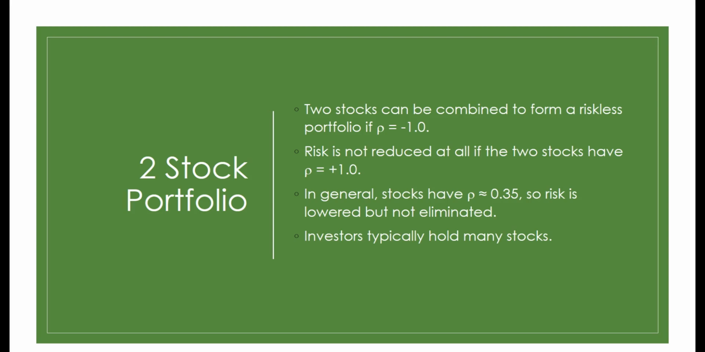Risk would not be reduced at all if the stocks were perfectly positively correlated. So they had a correlation coefficient of a +1. So the correlation coefficient can range between -1 to +1. So it can take any number in that realm. Usually stocks have a correlation coefficient of about 0.35, so risk is lowered, but it's not completely eliminated. But investors usually hold many stocks.